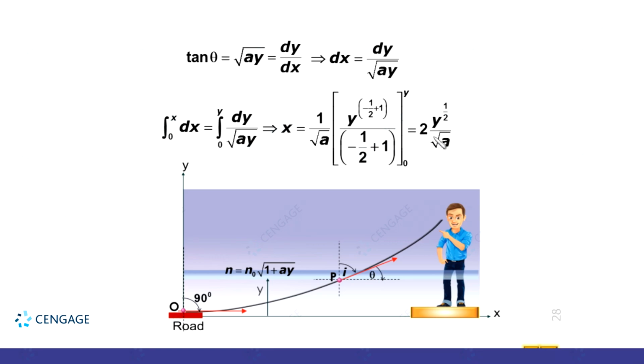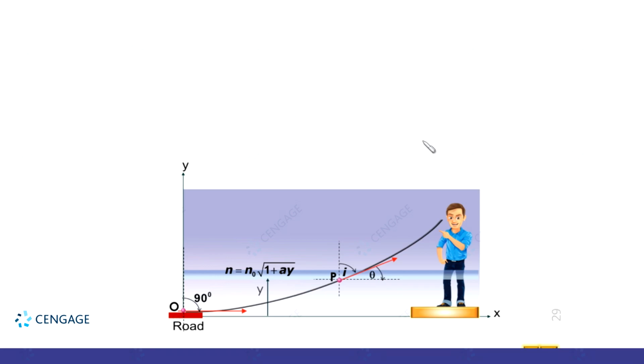Now we can again rearrange this equation. This is equal to 2 under root y divided by a. So we got the trajectory of this curve. This is x equal to 2 root y divided by a, right? We can rearrange this equation and write it in terms of y also. So y equal to a x square divided by 4.